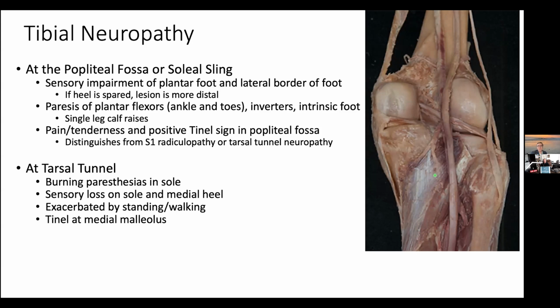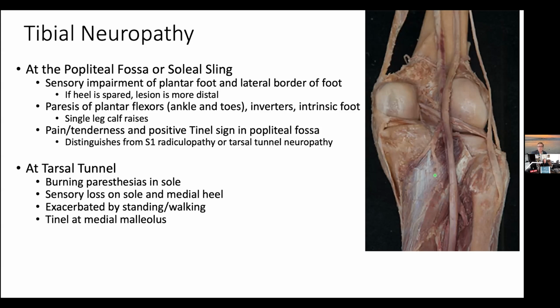So a key component for differentiating tibial neuropathy at the sling versus the tarsal tunnel or distally is the sparing of sensation over the heel. It's another important thing to keep in mind. Those calcaneal nerve branches typically come off proximal to the tarsal tunnel, so that heel is typically not going to be affected by tarsal tunnel lesions. If you suspect a more proximal lesion, somewhere in that soleal sling or in the popliteal fossa, test the large plantar flexor muscles, right? Have them perform one-legged calf raises to look for unilateral weakness.